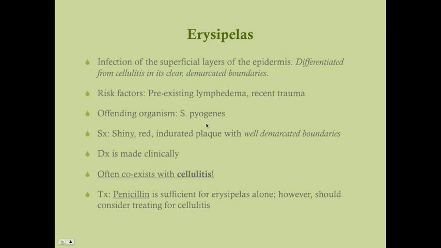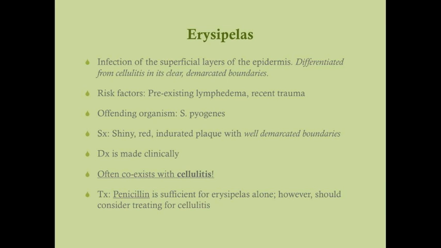There are risk factors for developing erysipelas, and that's pre-existing lymphedema or recent trauma, which would introduce bacteria into the skin. The offending organism tends to be strep pyogenes, and the symptoms would be shiny red indurated skin, which we would define as a plaque, with well demarcated boundaries. It's basically cellulitis with demarcated boundaries. The diagnosis is made clinically.